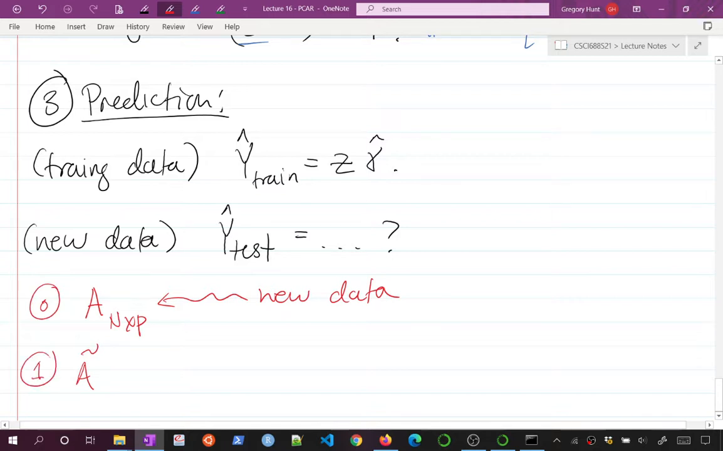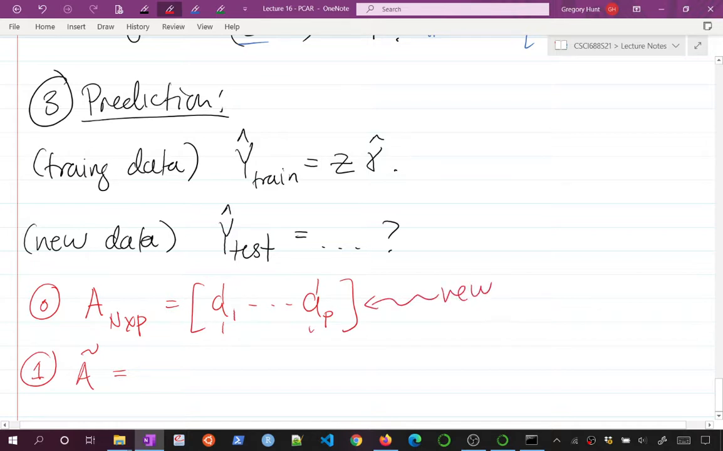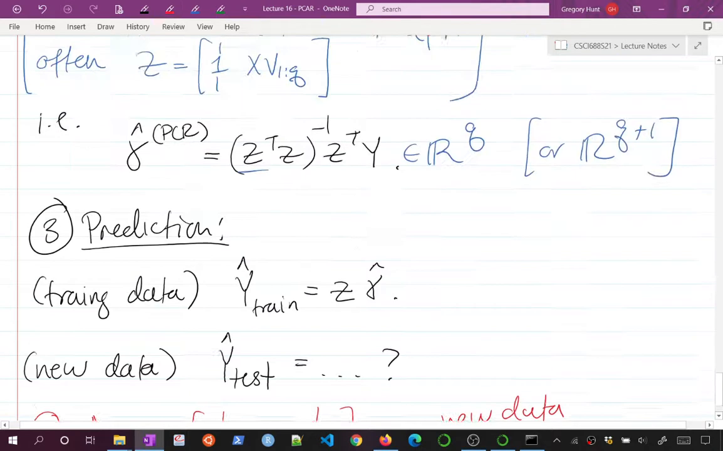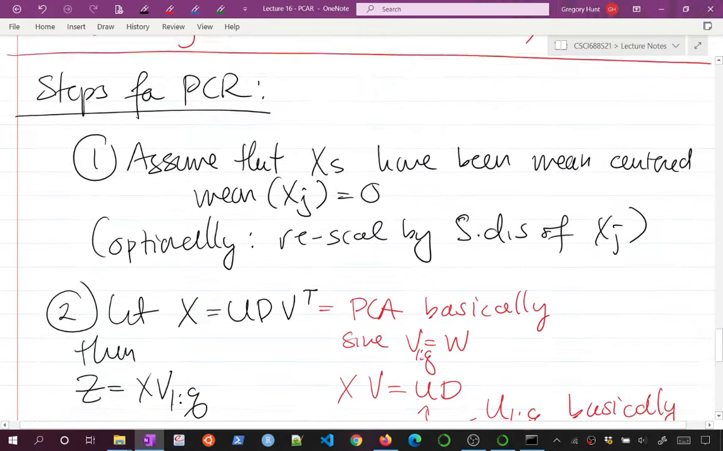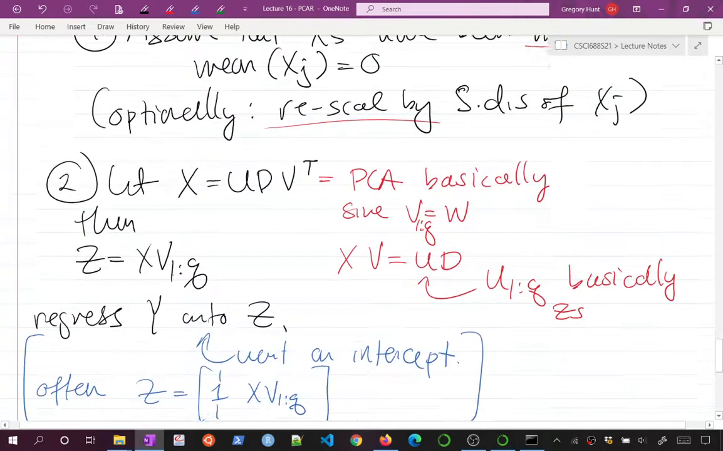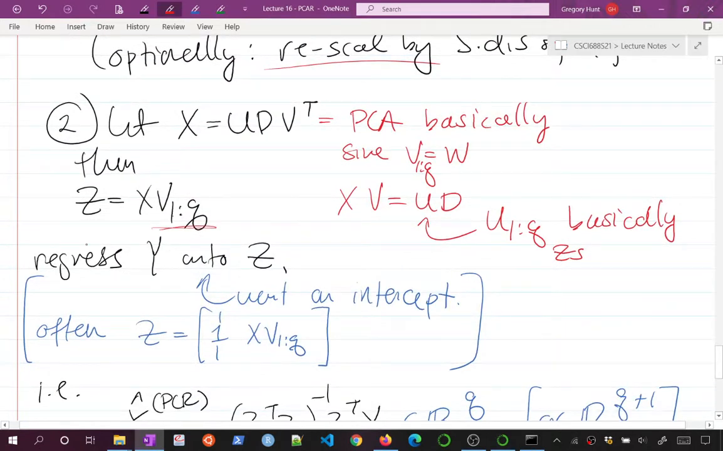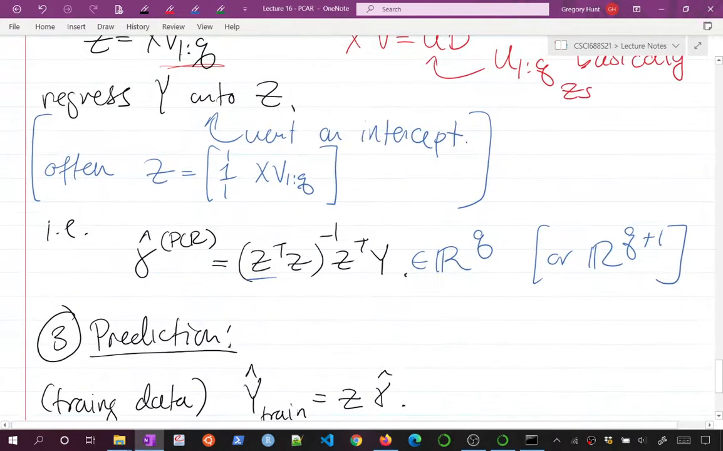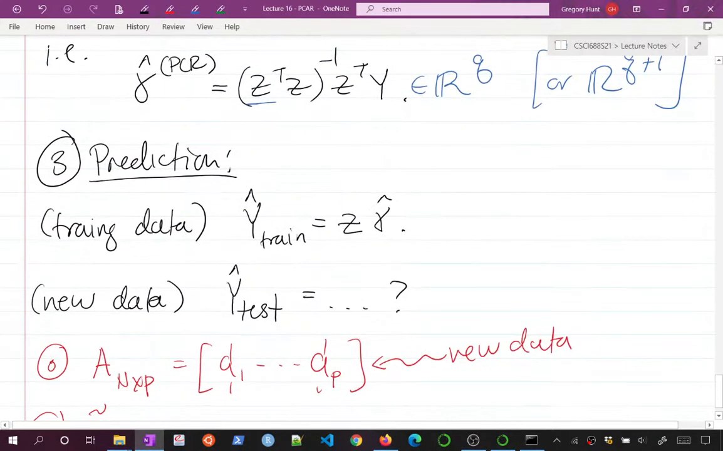Step 1: if A has columns, let's call them little a1 to little a p. So this is our new data. We basically need to go through all the steps that we did to the original X, including mean centering them, scaling them if we scaled them, projecting them down by V, and then multiplying by gamma.